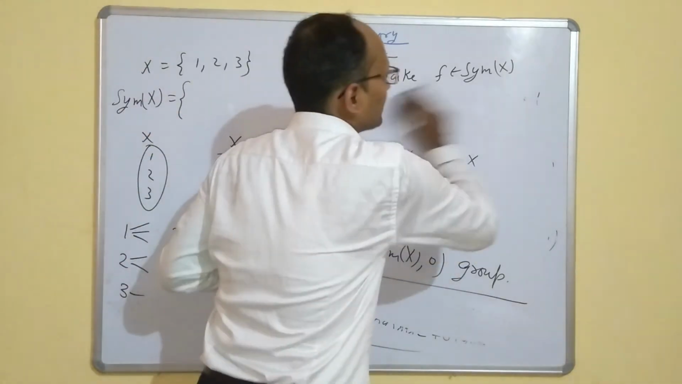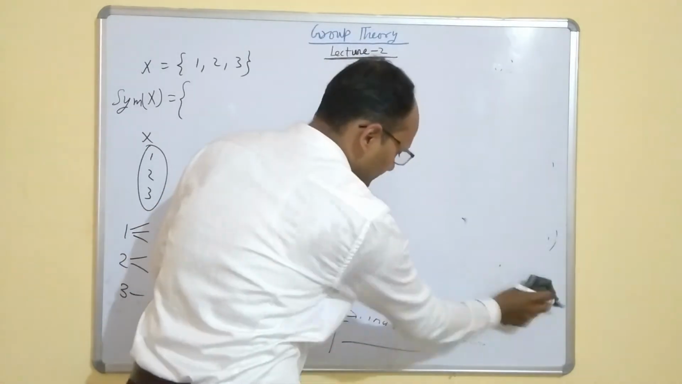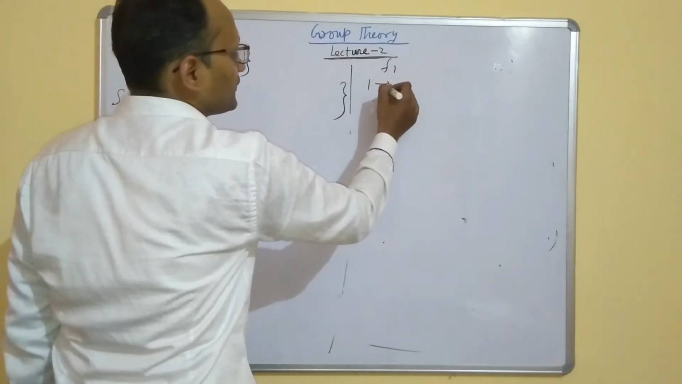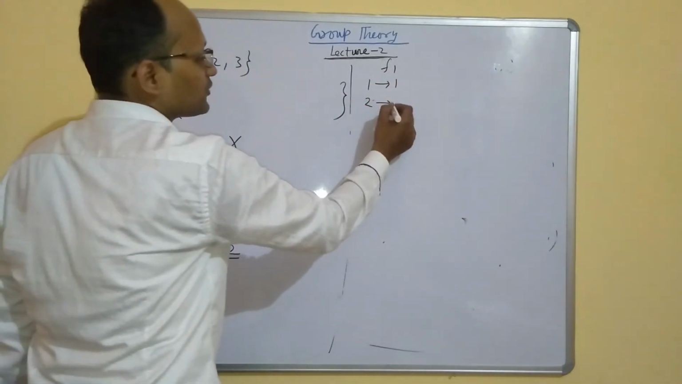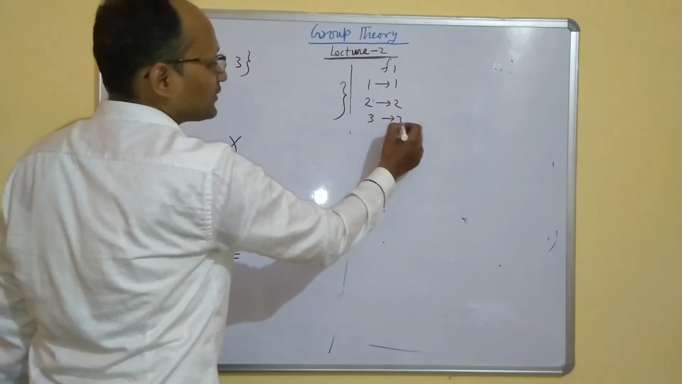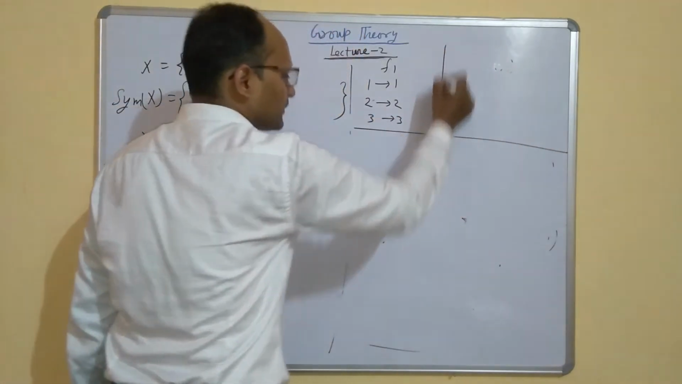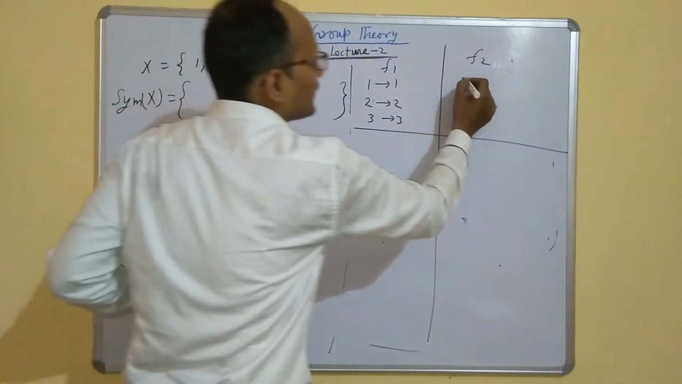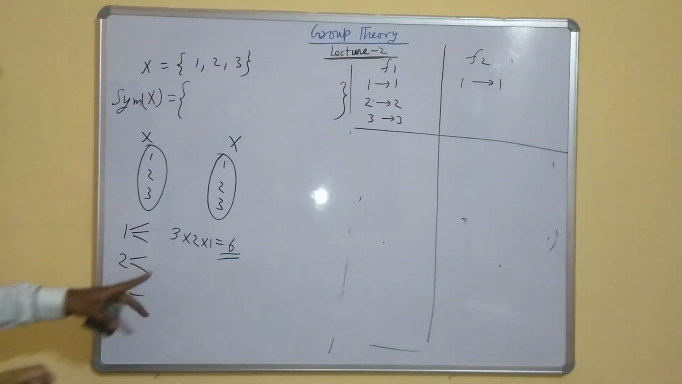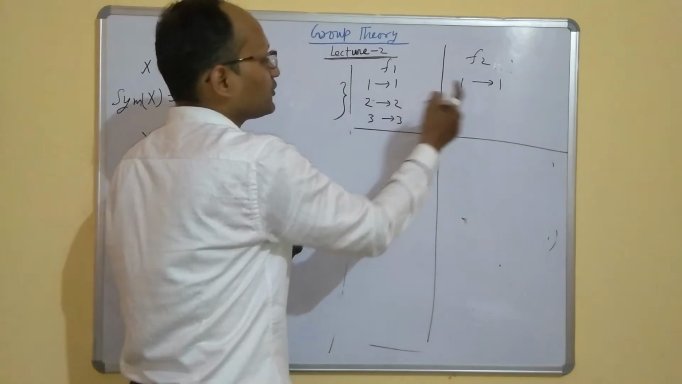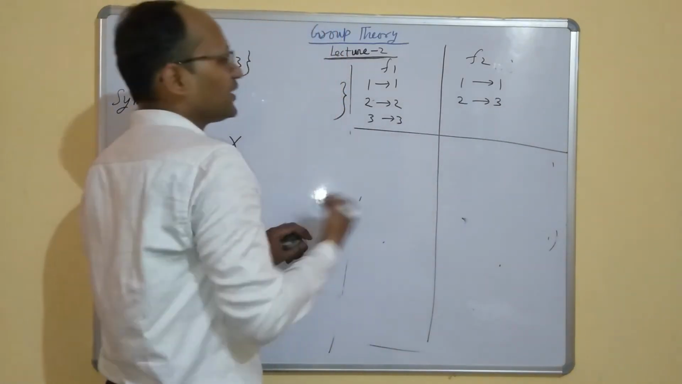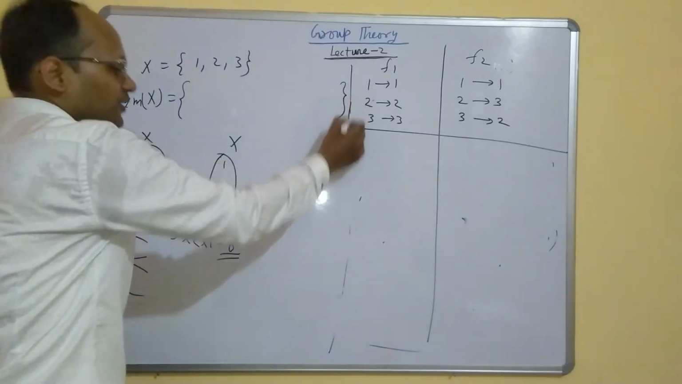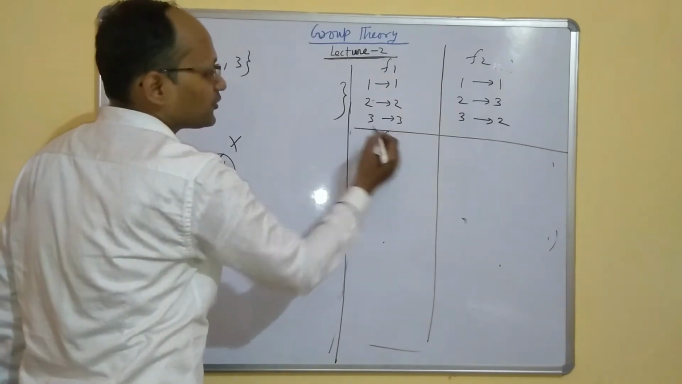And what are these 6 maps? Let me write out these 6 maps. Suppose F1 I take, so 1 goes to 1, 2 is going to 2, 3 is going to 3, this is one map. F2: 1 is going to 1, then 2 has 2 choices. I have taken 2 going to 2, so now take 2 going to 3, and then 3 has only one choice, 3 can go to 2. This is another element.